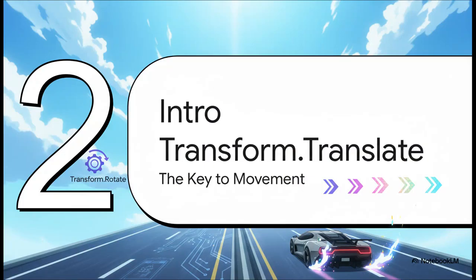Okay, so how do we fix our stationary car? Well, we need a new tool in our developer toolkit. If Transform.Rotate is our wrench for turning, we need a different tool for pushing it forward. And that tool, my friends, is called Transform.Translate. This single command is going to be the key that unlocks movement for us. It's the go button we've been looking for.